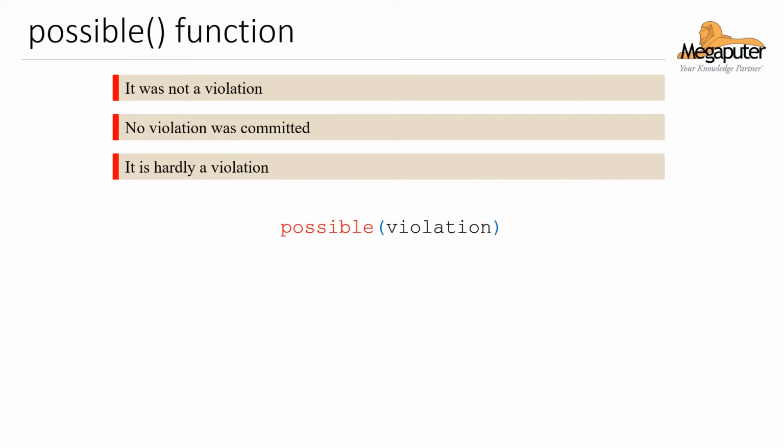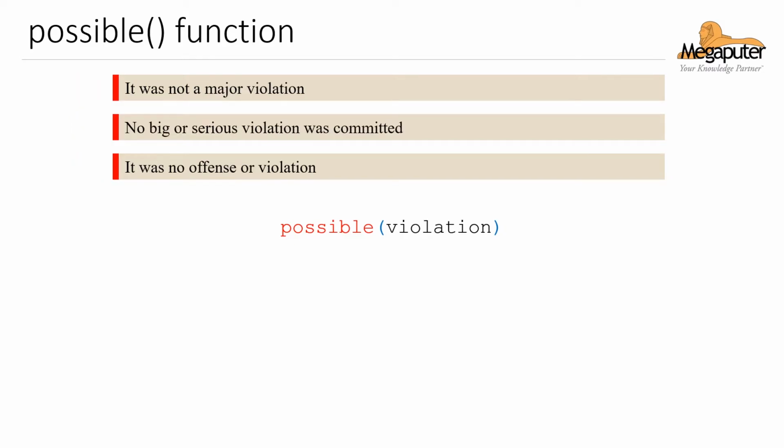Now in these example texts here, the indicators of negative context are not, no, and hardly, respectively. In each case, they are immediately followed by either violation or a violation. In such cases, where obvious indicators of negative context are immediately followed by the function arguments, the negative context is recognized by the possible function, and these records are not matched.